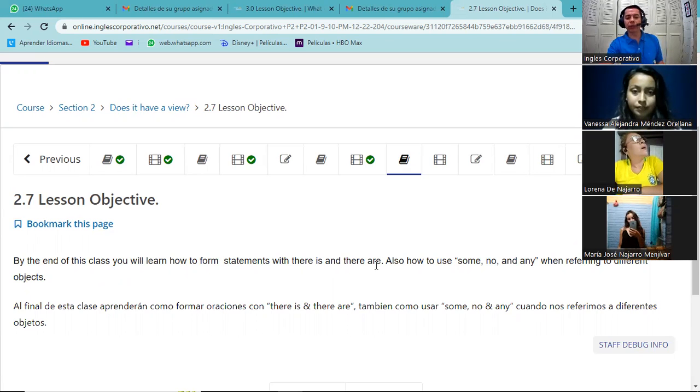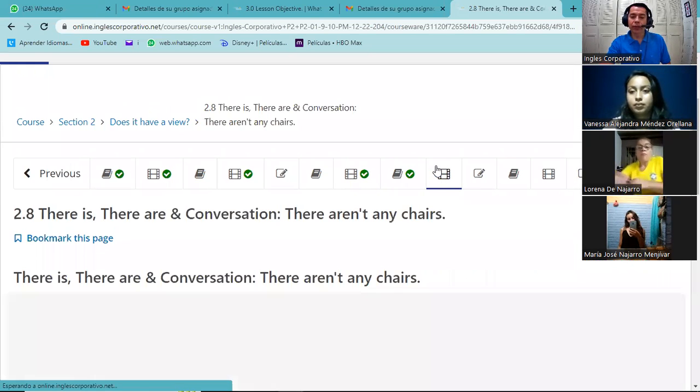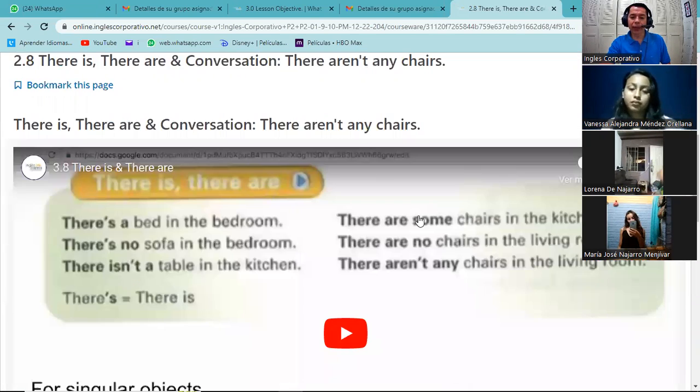Vamos a aprender cómo hacer oraciones con there is y con there are, right? Also, how to use some, no, and any when referring to different objects, right? Okay, some and any. Vamos a ver cuál es la diferencia entre some and any, right? Y cómo usa la palabra no en oraciones negativas. Okay, good. So let's go to the video right now.